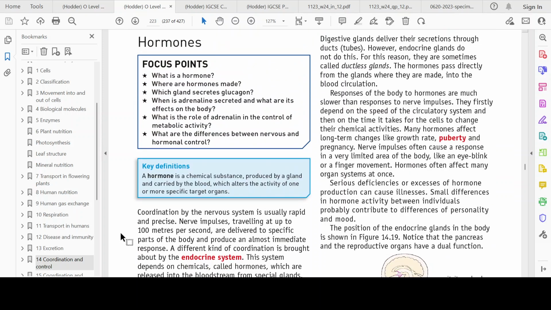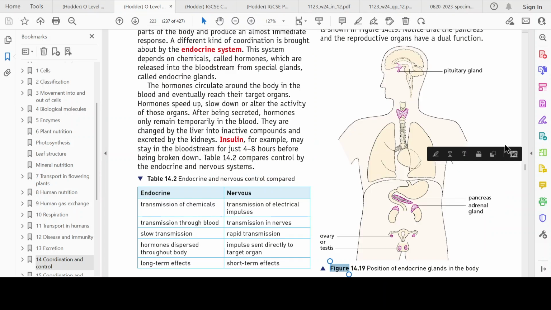So they talk about digestive glands. I mentioned digestive glands have ducts, so they are not part of the endocrine system. Responses of the body to hormones are much slower, so we did that in the table. Many hormones affect long-term changes like growth rate, puberty, and pregnancy. Nerve impulses are limited. So, like I mentioned, they're pinpoint, whereas hormones can affect more than one organ, so it's more widespread.